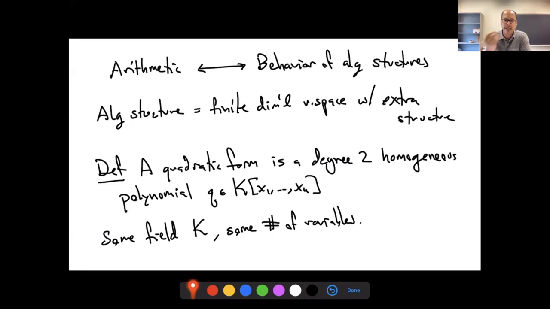So as a testing ground to describe the situation, I'm going to focus on quadratic forms for a while. Just so we're all on the same page, when I say a quadratic form, I simply mean a degree 2 homogeneous polynomial in some number of variables. And the coefficients are going to be in some field k.